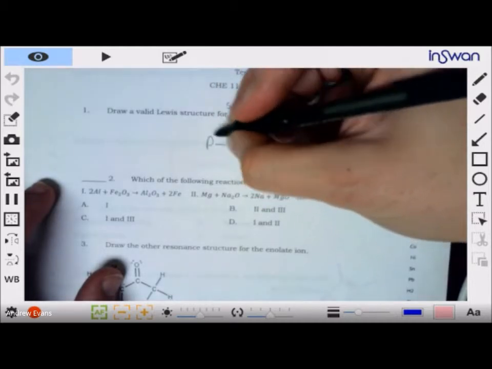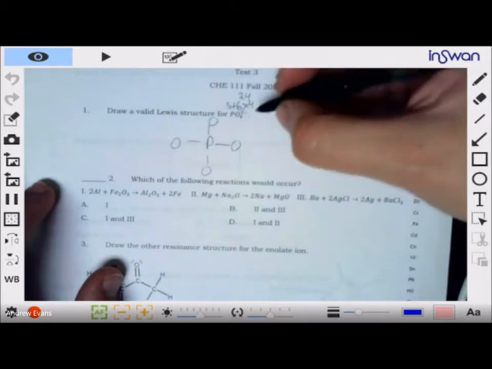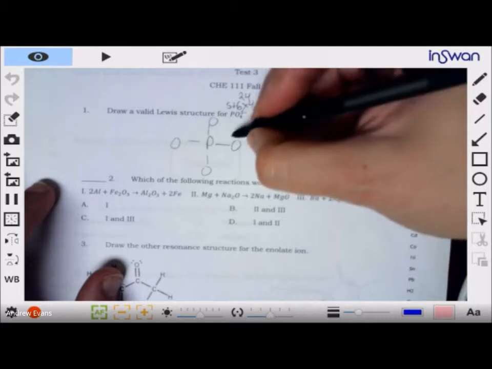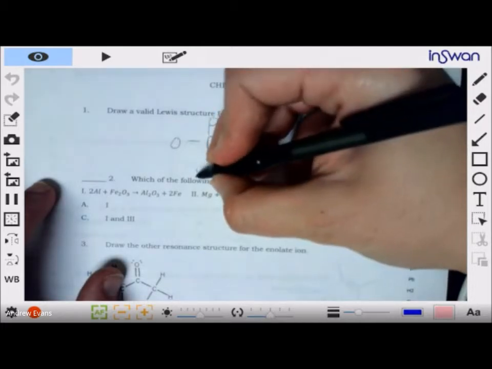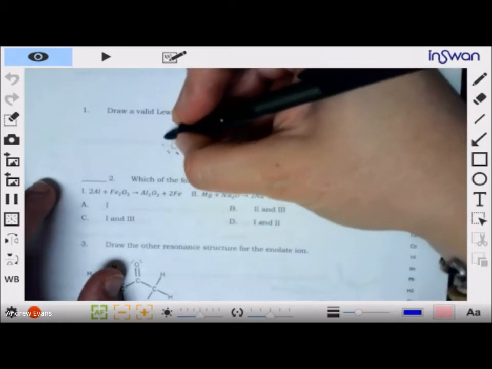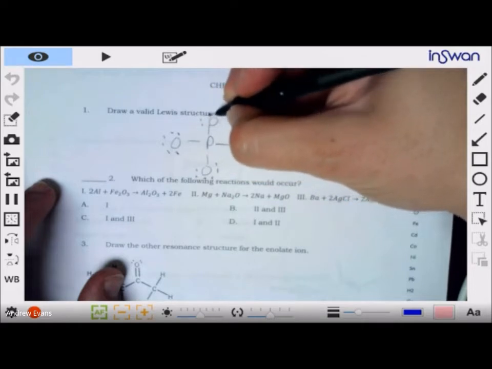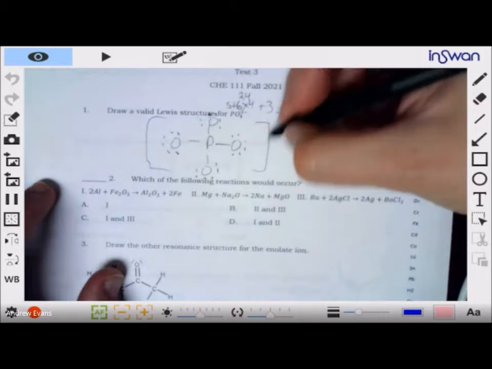P in the center. That uses 8. I'm down to 24 electrons. Put 6 around everything. That in itself is a valid Lewis structure. I've used up all 24 electrons. Is this the best Lewis structure? No, but this is definitely a valid one.